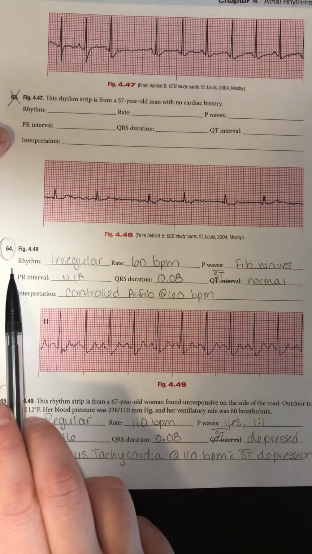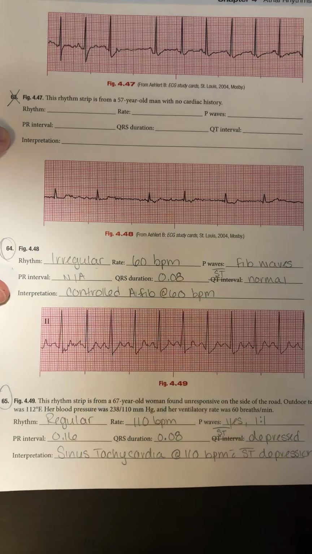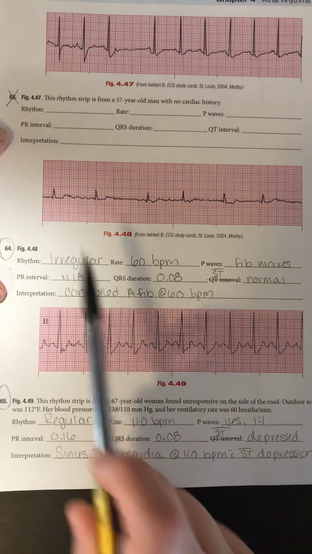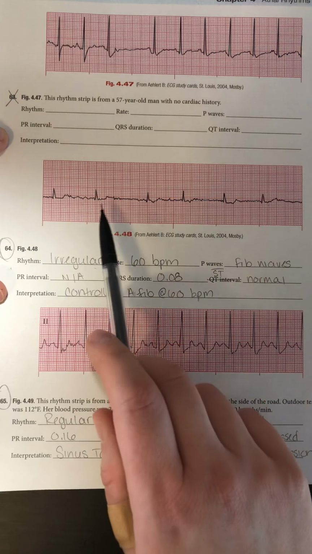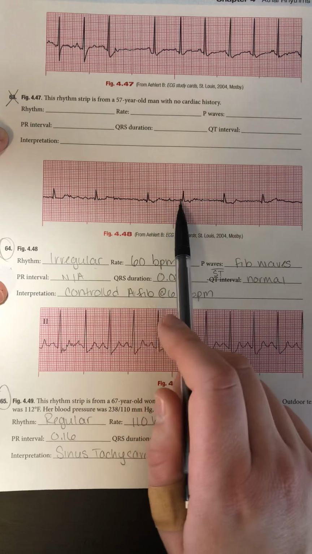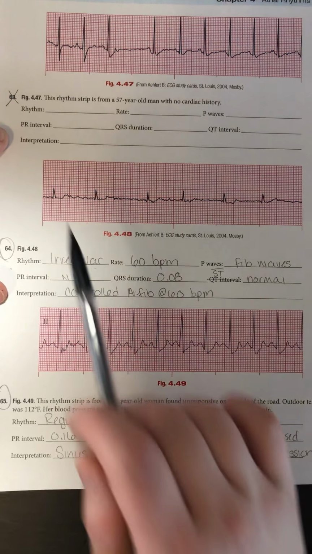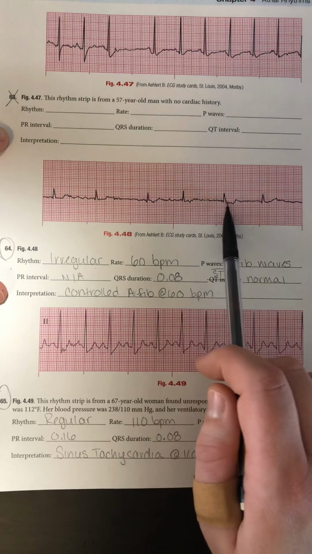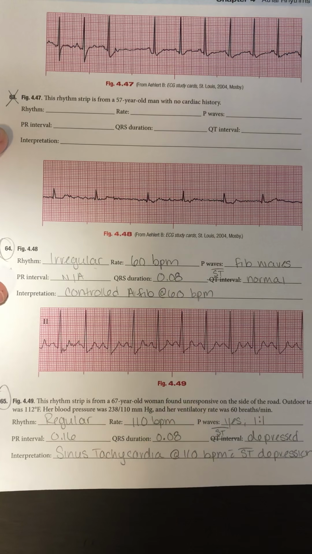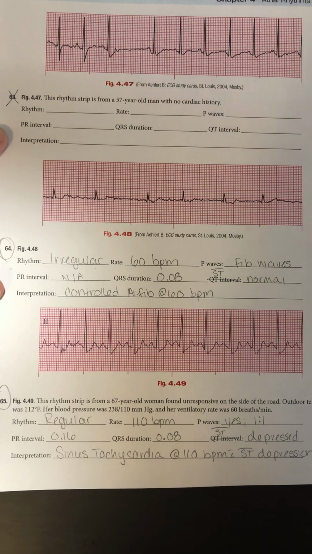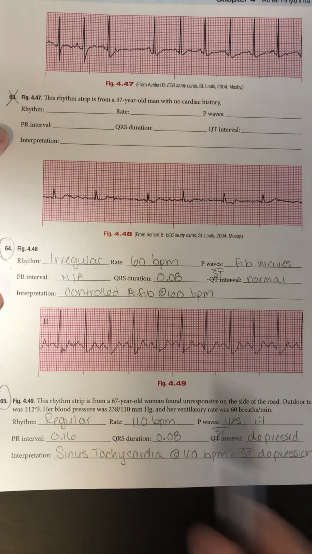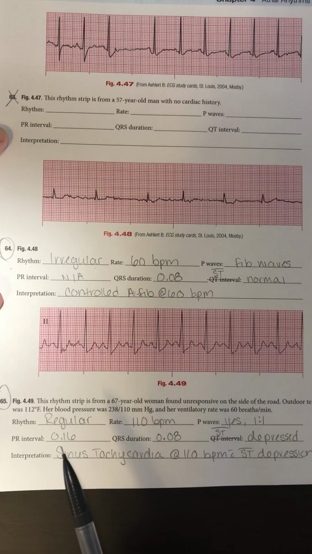Looking at number 64 now, or figure 4.48. Regular or irregular? So it's definitely irregular. I have a huge space here, a little shorter space here. My rate, 1, 2, 3, 4, 5, 6 times 10 gives me that 60 beats per minute. I have no defined P waves, so it's fib waves. For that reason, I can't measure a PR interval.